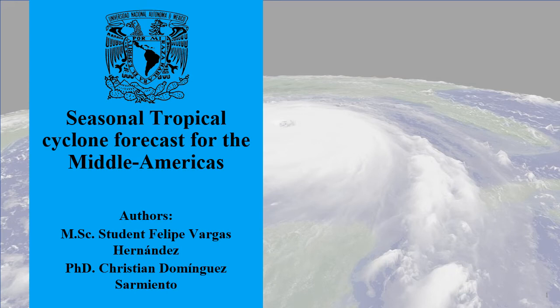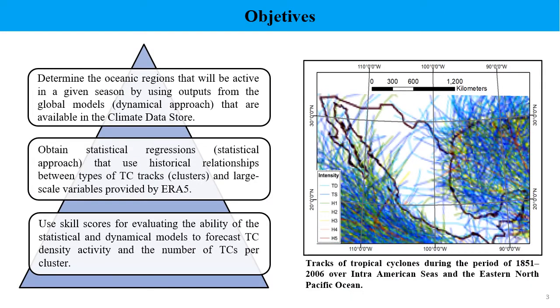My name is Felipe Vargas Hernandez and I'm going to talk about the seasonal tropical cyclone forecast for the Middle Americas. To begin with, I'm going to give you the objectives for this work. The first is to determine the oceanic regions that will be active in a given season by using outputs from the global models that are available in the climate data store. This is going to be the dynamical approach of this work.